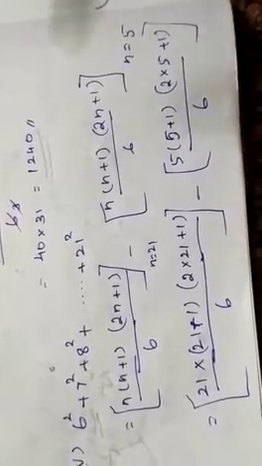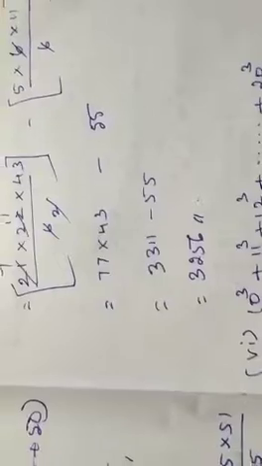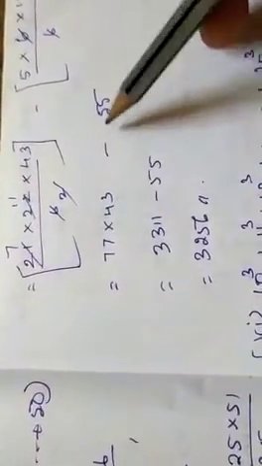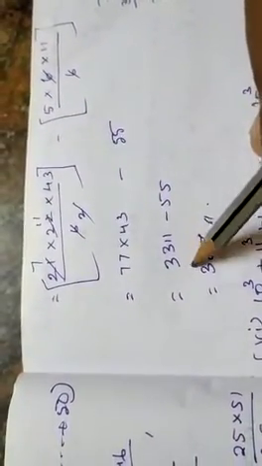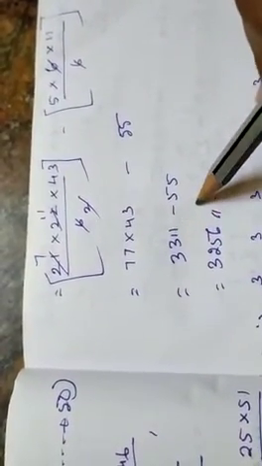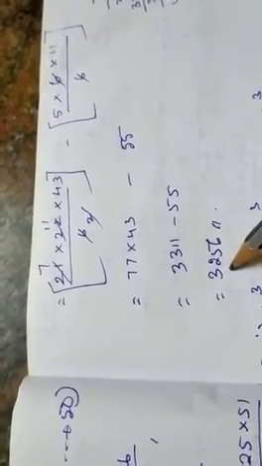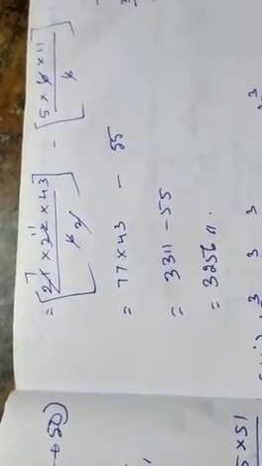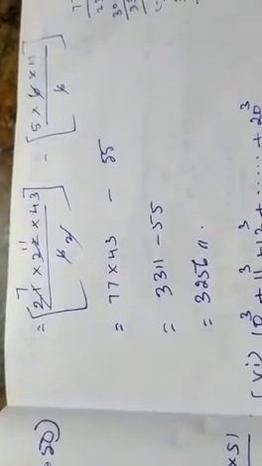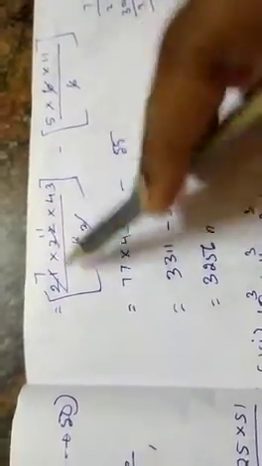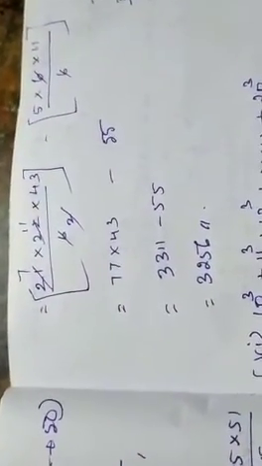So when we do the calculations, you will get 77 into 43 minus 55, which is 3311 minus 55, which is 3256. Okay, you see what I have done, then you will do it by yourself.